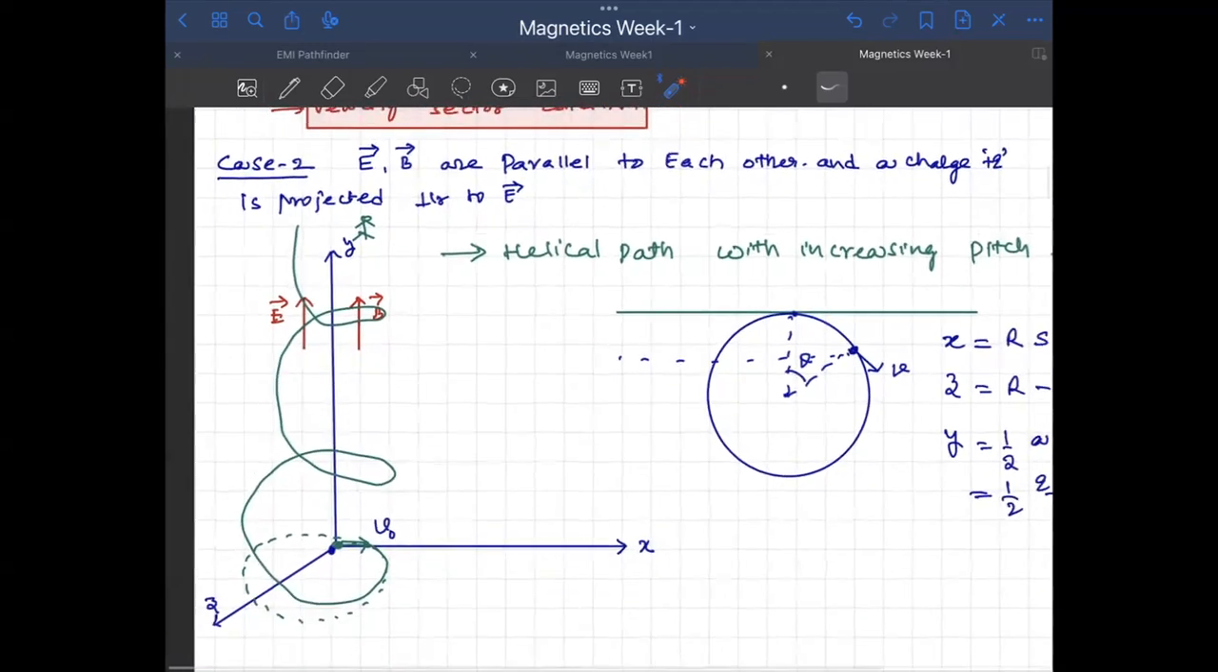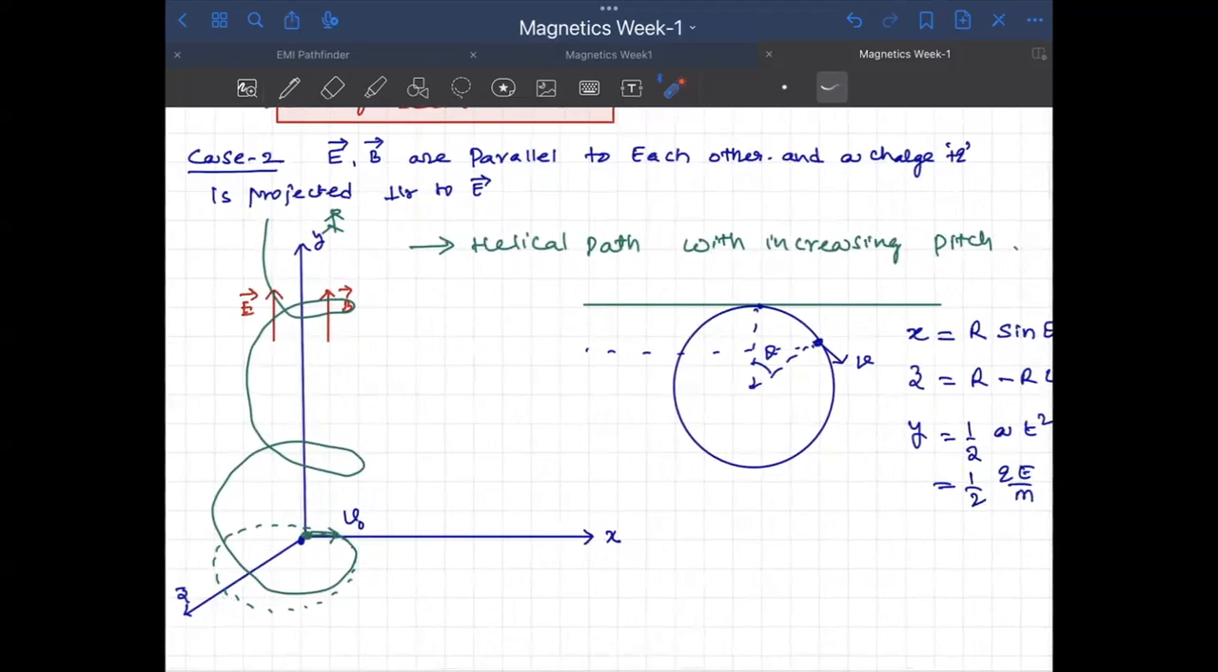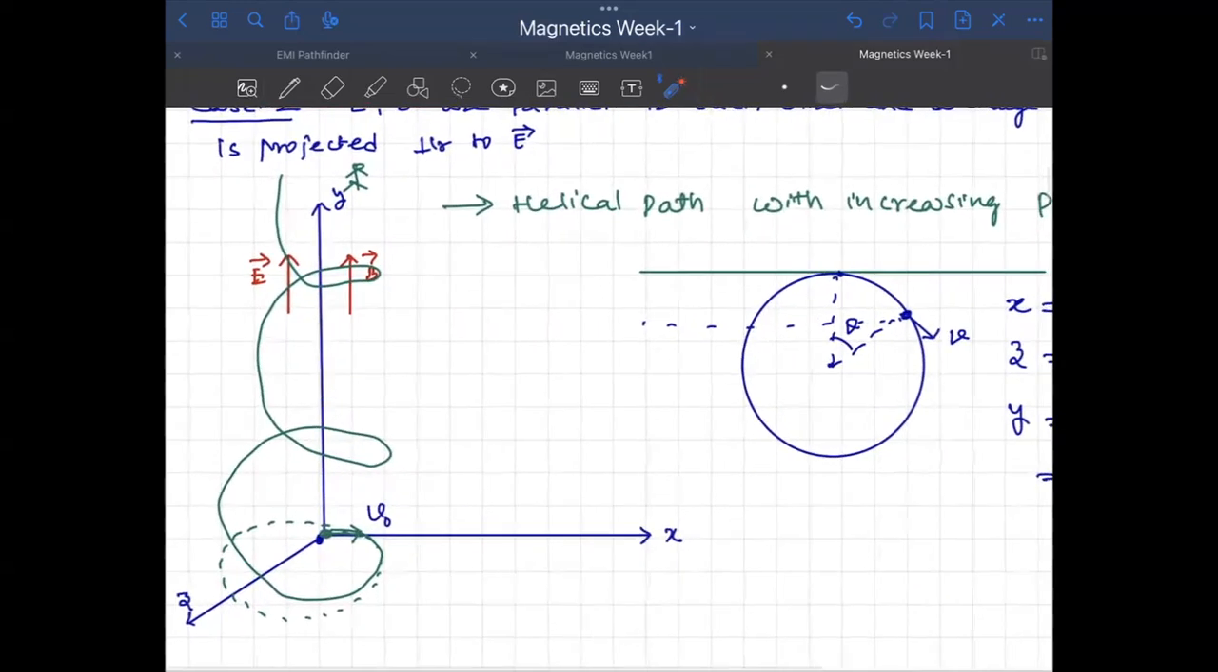Now, E bar and B bar are parallel to each other and a charge Q is projected perpendicular to E bar. Can you see the directions of E bar and B bar in the diagram? Both are in the Y direction, and you are projecting the charge along the X direction.